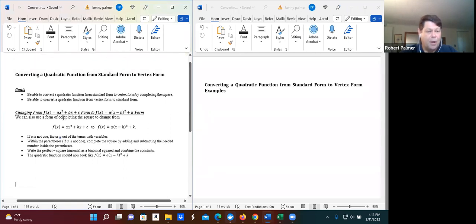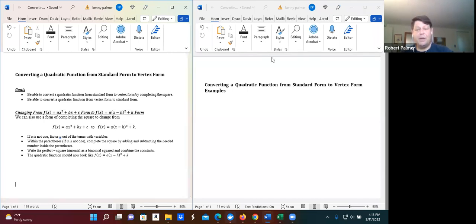So as it shows below, we go from standard form, which looks like this, to vertex form, which of course looks like this. And we're going to use a form of completing the square to do that. Completing the square is a technique you may have learned to help you solve quadratic equations, and we're going to use a very similar version of that to help us convert from one form to the other. And we'll see it's not exactly the same process, but it's very similar to what you may have seen in solving a quadratic equation. So we'll explain how to do that.